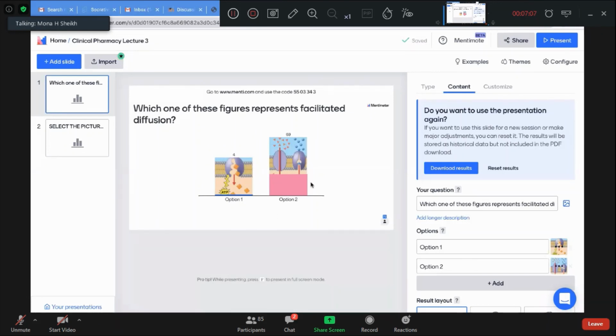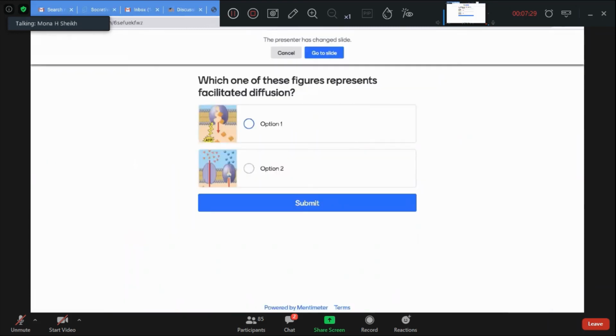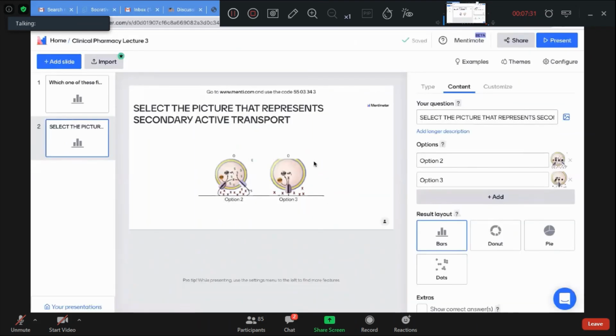So most of you have chosen number 2, which is correct, because facilitated diffusion is a passive phenomenon. We don't have ATP, and here in number 1 you have ATP clearly there, so it cannot be facilitated diffusion. Right? Let me see the next slide. Okay, can we answer this one now? Do you see the next question? Yes, we can.